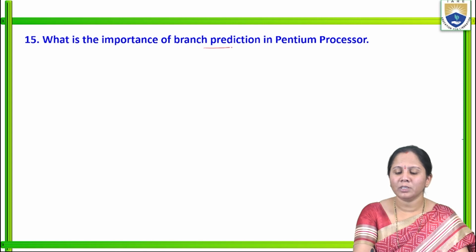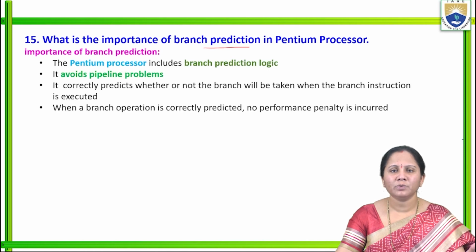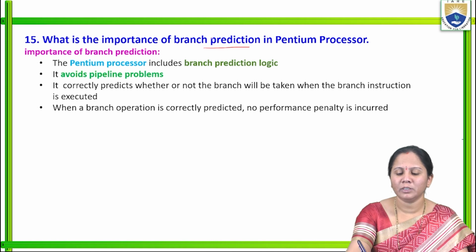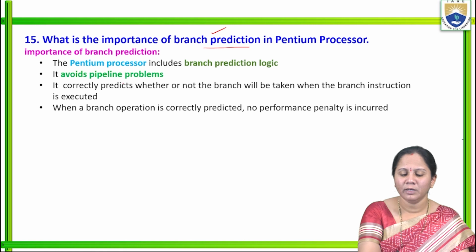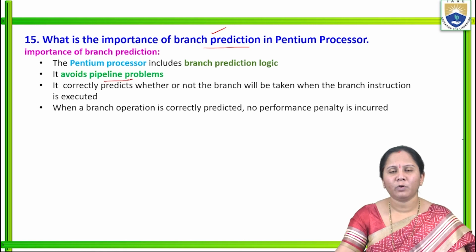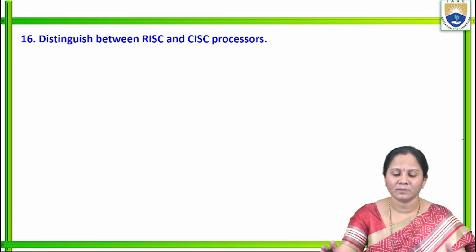And what is the importance of branch prediction logic in the Pentium processor? So in order to avoid the issues in the pipeline, we are going for the important logic which is called branch prediction logic. So here, in order to avoid pipeline problems, we are going for branch prediction logic. This branch prediction logic is available in the Pentium processor.